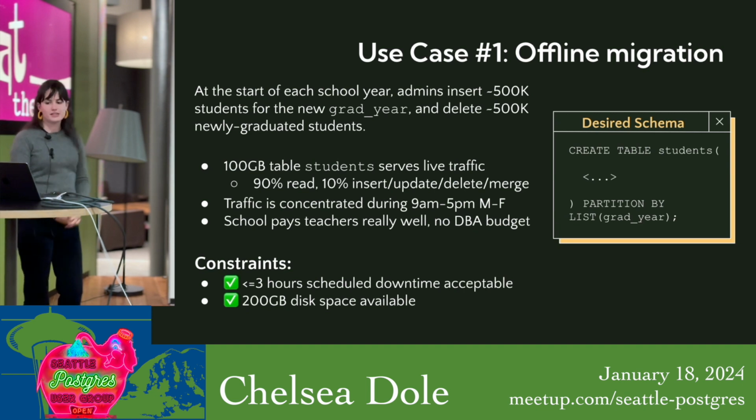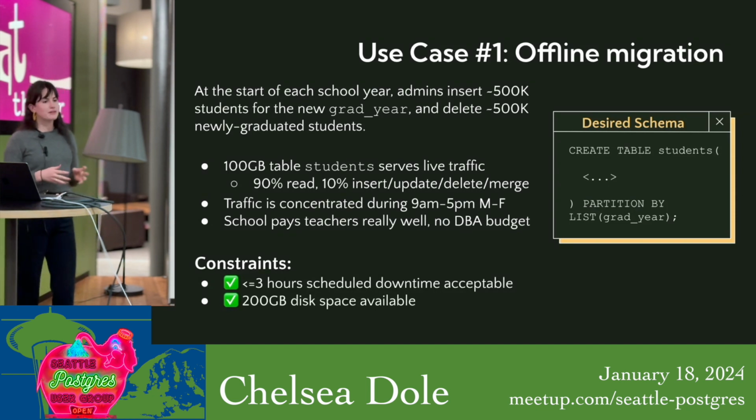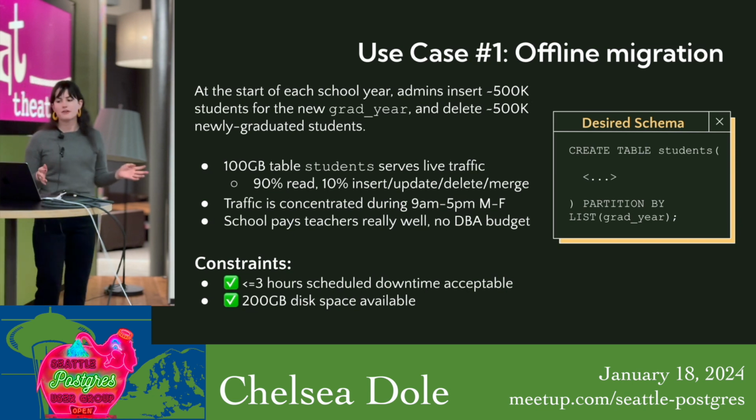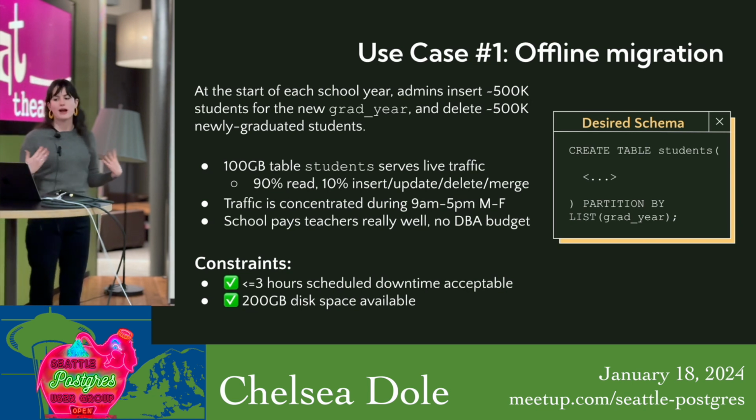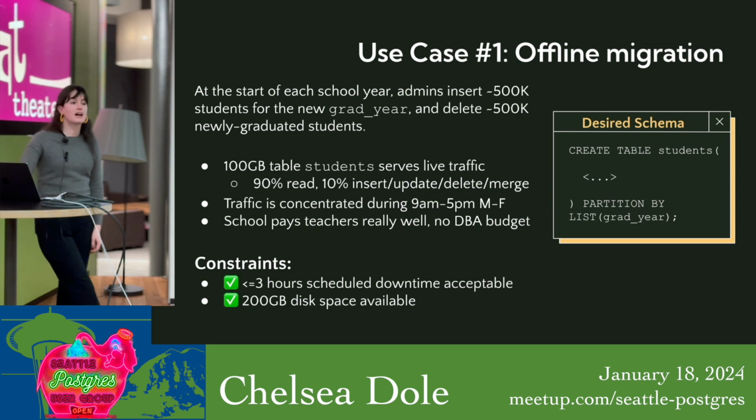Let's start off with case number 1, offline migration. So we're going to keep up with the idea of a students table. And I'm going to say that at the start of each school year, admins are going to be inserting 500,000 students for every new grad year. And they're also going to be deleting about 500,000 from whoever just graduated. I have a 100 gigabyte table, and it's serving live traffic.